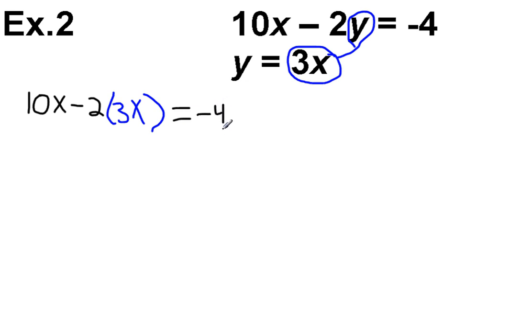negative 4. So again, we had to get one of the variables by itself. In this case, it was already done, which made it easier. We plug that into the other equation. The other equation we haven't done anything to yet, except now we're substituting into it.